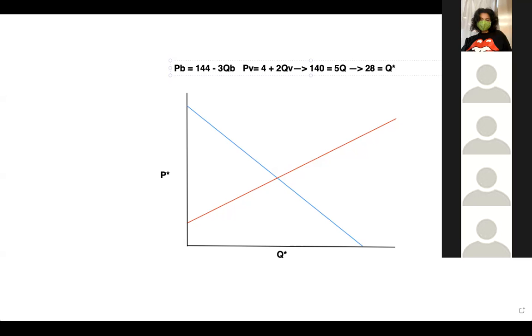But that's Q star, right? We don't need Q star, do we? Yes, because it gives us the height. No, I mean, maybe we need it, but to find out if the price regulation is binding or not, we need P star.